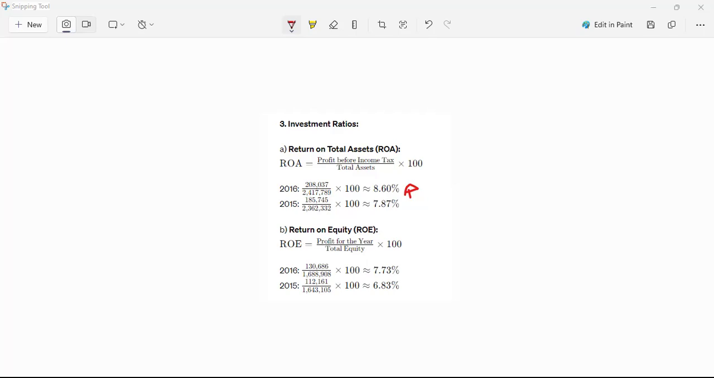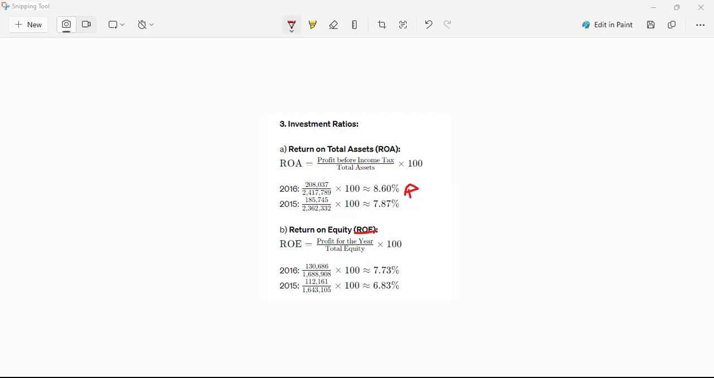So who wants to just quickly make an interpretation on the return on equity? What's happening from 2015 to 2016? There's an improvement from 2015 to 2016. There's an increase. So as an investor, I'll be very happy because I'll get my dividends at a higher rate.